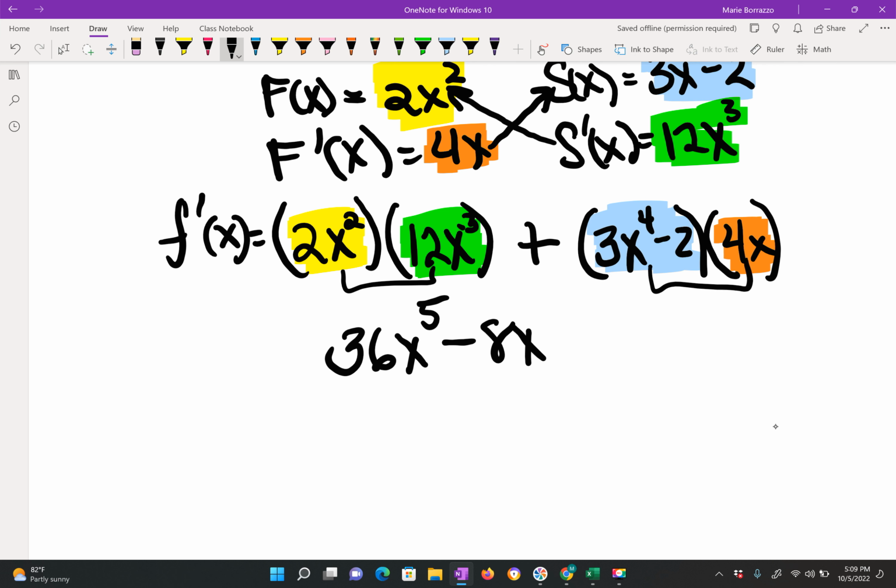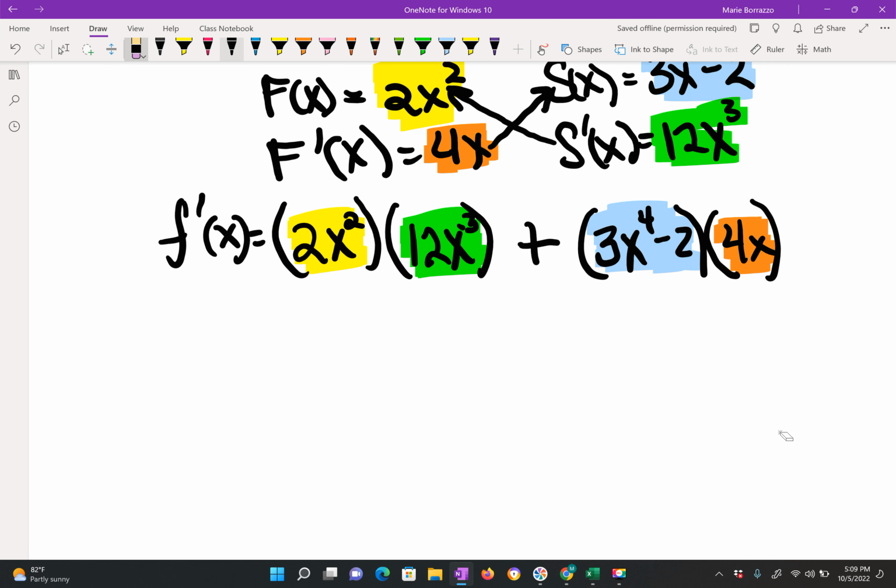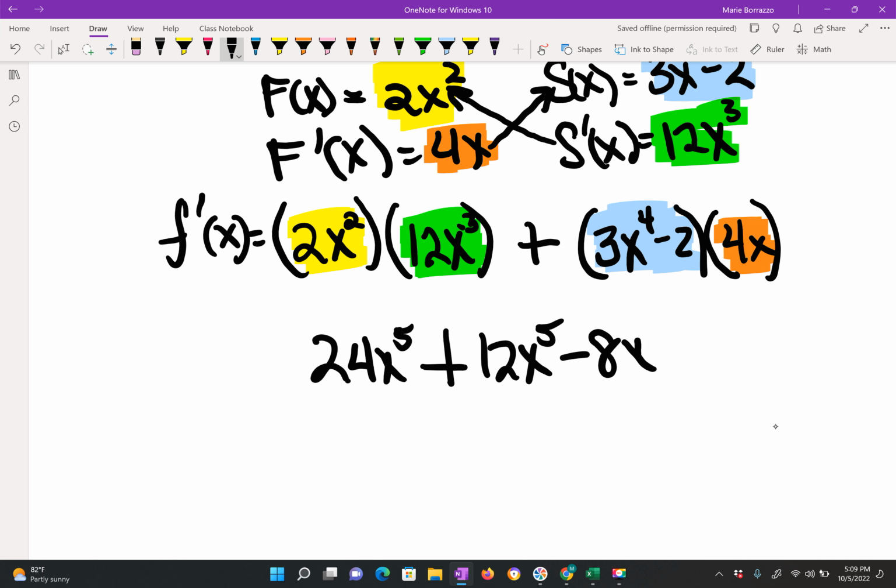So just in case, you know what? Let me not skip steps. We know that this results in 24x to the fifth, and this part will become plus 12x to the fifth minus 8x, which is how I'm combining this to get 36x to the fifth minus 8x. Okay? You with me?